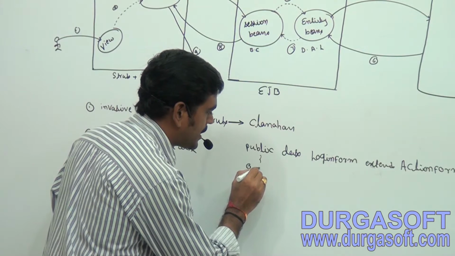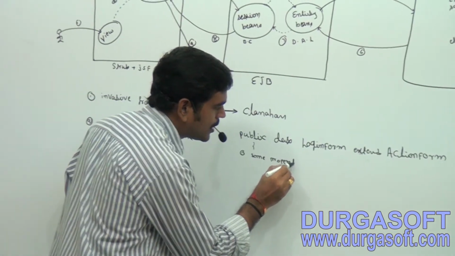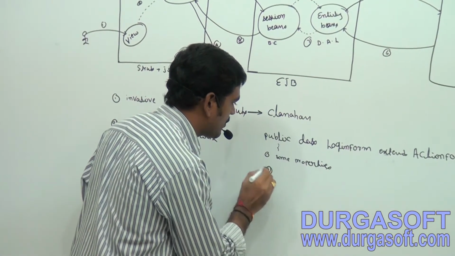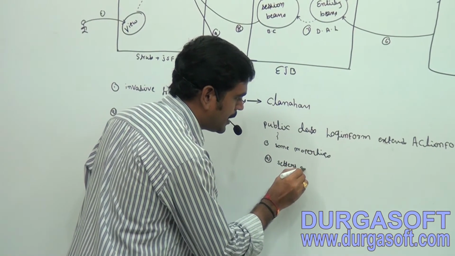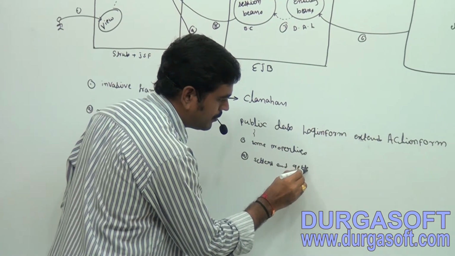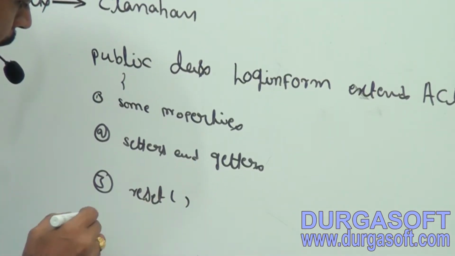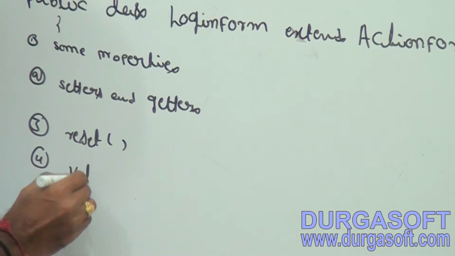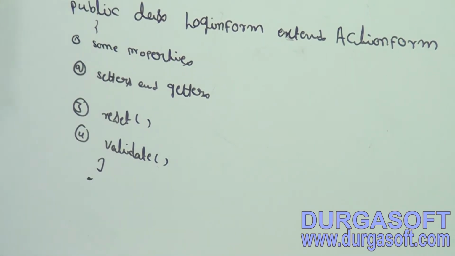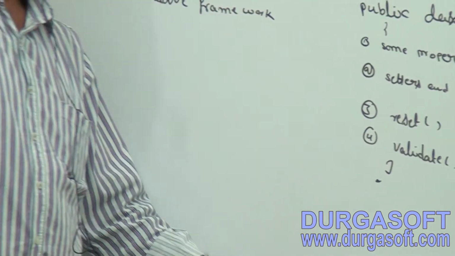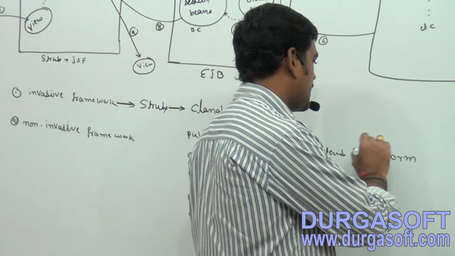So what does this LoginForm contain? Some properties. Next, each property has setters and getters. Next, the reset method. Next, the validate method. Like this, in total we have to define 4 points inside this LoginForm. This is one class available in which package?